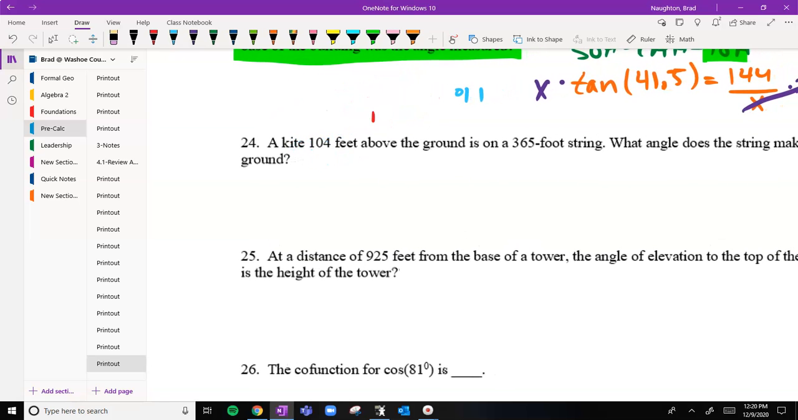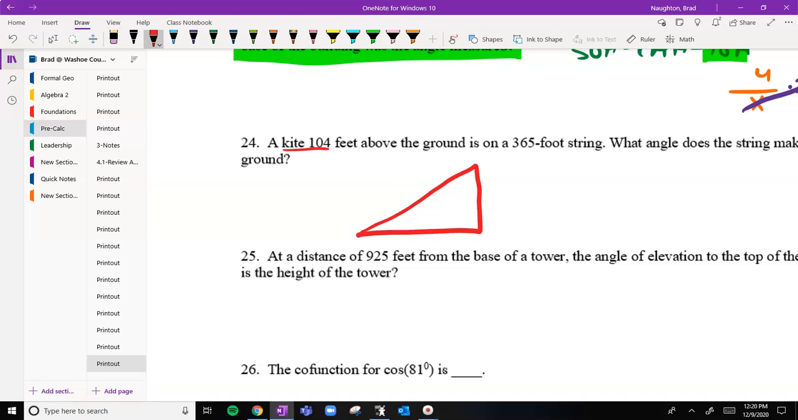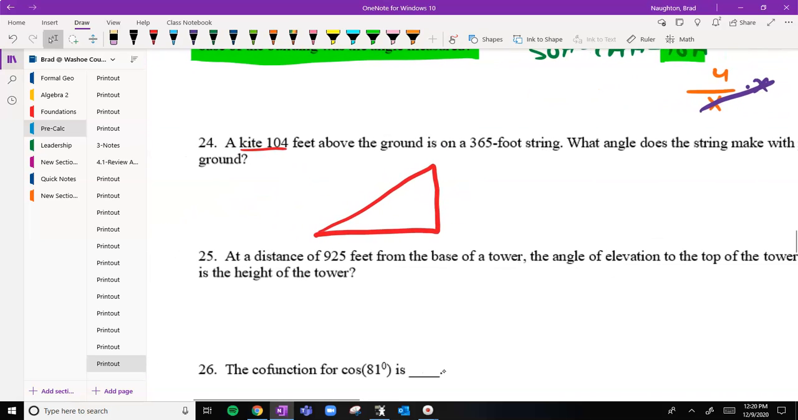Alrighty, on our next one here, I'm going to erase this so we can focus. It says a kite is 104 above the ground, so I'm going to assume that it's going to look like this. And we're going to say that 104. I was looking to see if it said angle of elevation. It does not. It says that the string is 365 feet. So this is you right here. This is your kite. Obviously, this has to be our string for it to work.